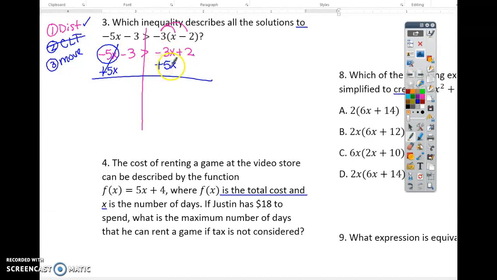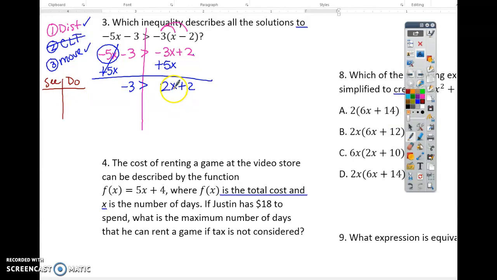Negative 3x plus 5x, you would put in the calculator negative 3 plus 5. That gives you a positive 2x. Bring down plus 2. Bring down the negative 3. Bring down the symbol. Everything comes down. And then the last step is see do.